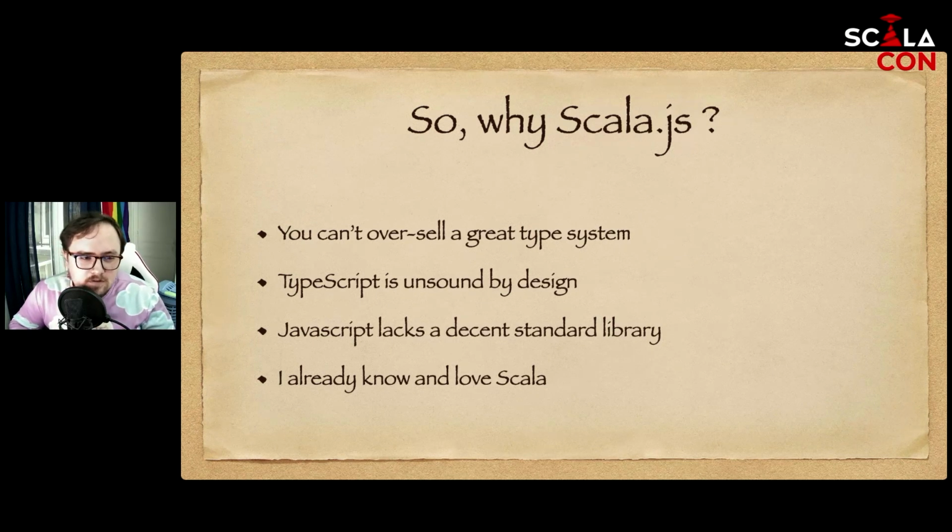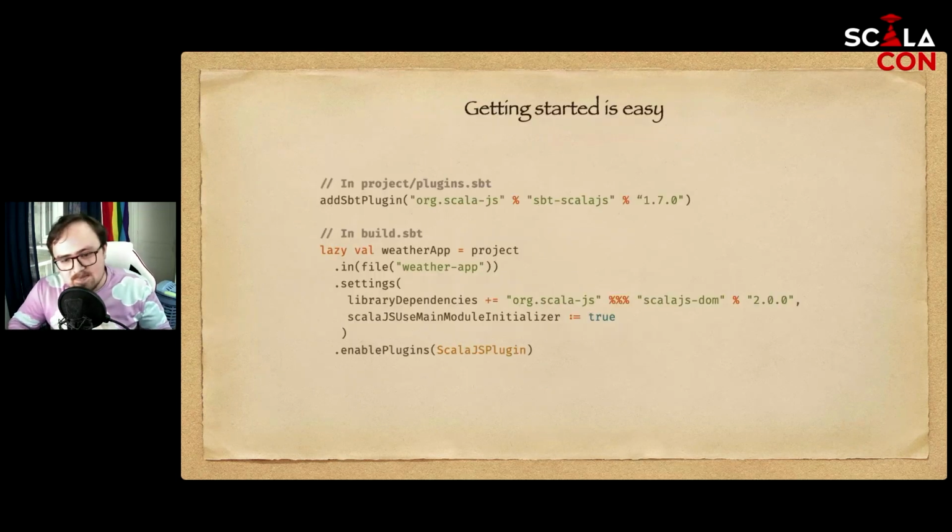I also think that JavaScript lacks a decent standard library. I think the popularity of helper libraries like Ramda or, what was it, Lodash, shows that well. Also Immutable.js, which provides immutable data structures that JavaScript doesn't have by default. And I happen to know and love Scala, so it was an easy choice to make.